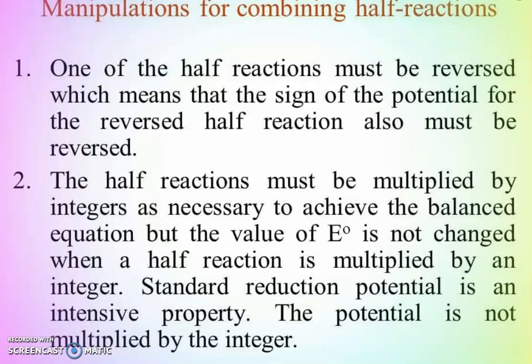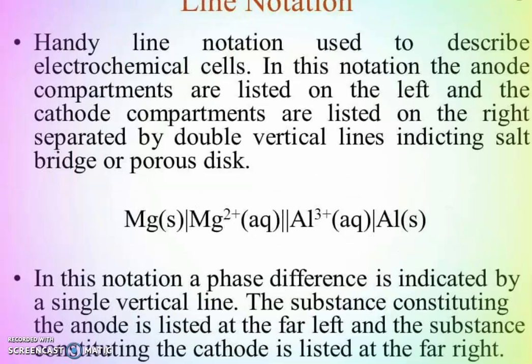Now, manipulations for combining half reactions. One of the half reactions must be reversed, which means that the sign of the potential for the reversed half reaction must also be reversed. The half reaction must be multiplied by integers as necessary to achieve the balanced equation, but the value of E0 is not changed. When a half reaction is multiplied by an integer, the standard reduction potential is an intensive property, and the potential is not multiplied by integers.